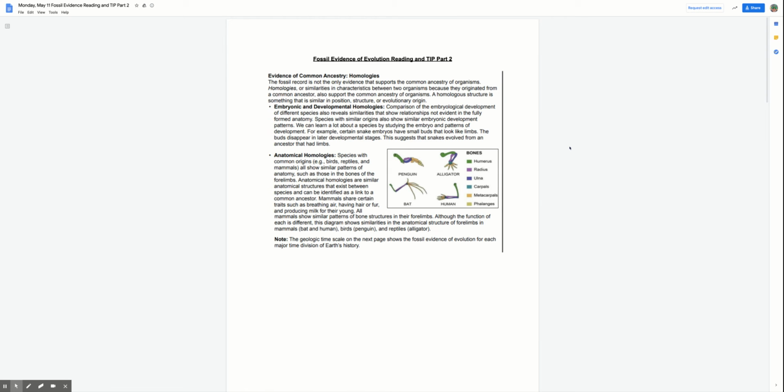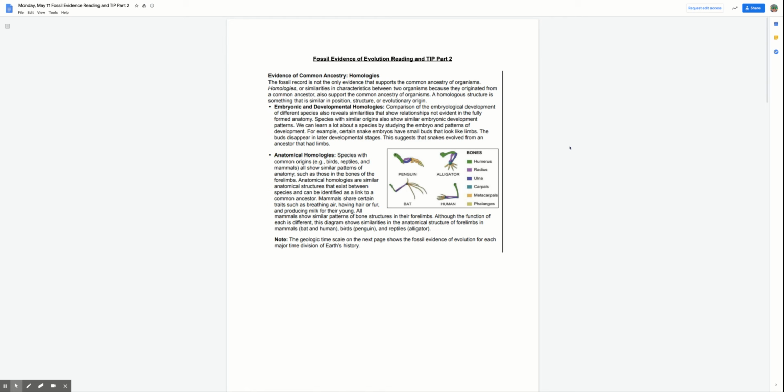Anatomical homologies. Species with common origins, ergo birds, reptiles, and mammals, all show similar patterns of anatomy, such as those in the bones of the forelimbs. Anatomical homologies are similar anatomical structures that exist between species and can be identified as a link to a common ancestor. Mammals share certain traits such as breathing air, having hair or fur, and producing milk for their young. All mammals show similar patterns of bone structures in their forelimbs.